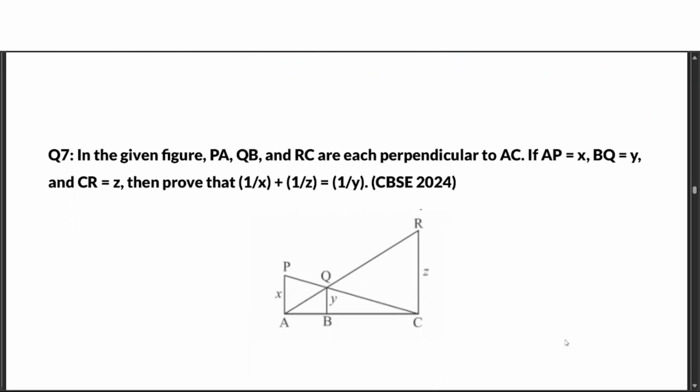In question number 7, you can see the figure is also given. It is saying, in the given figure, PA is given as X, QB is given as Y, and RC is given as Z. Hence you have to prove that 1 over X plus 1 over Z is equal to 1 over Y. This is an important question with respect to this year.